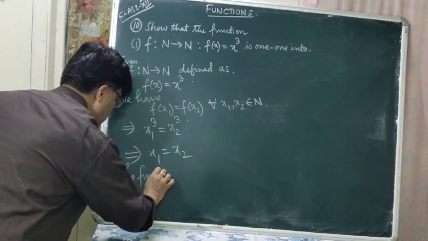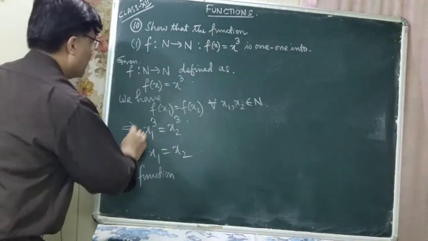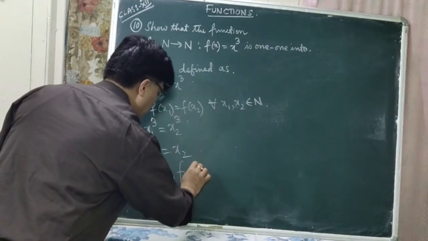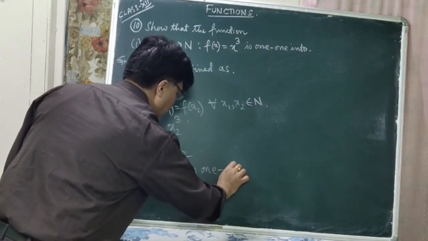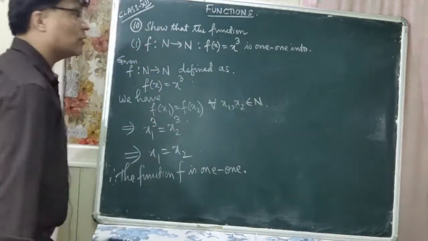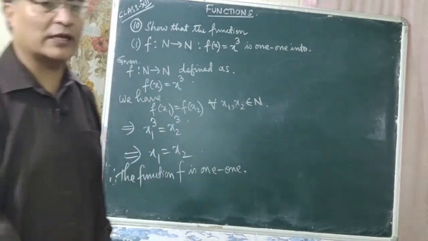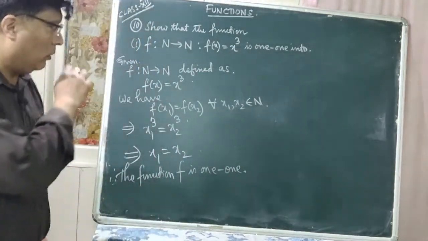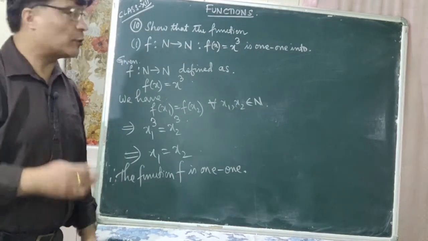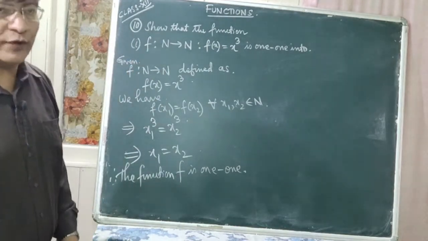Therefore the function f is 1, 1. Is that clear to all of you? So we have proved that the function f is 1, 1. Now prove that the function f is an into function.